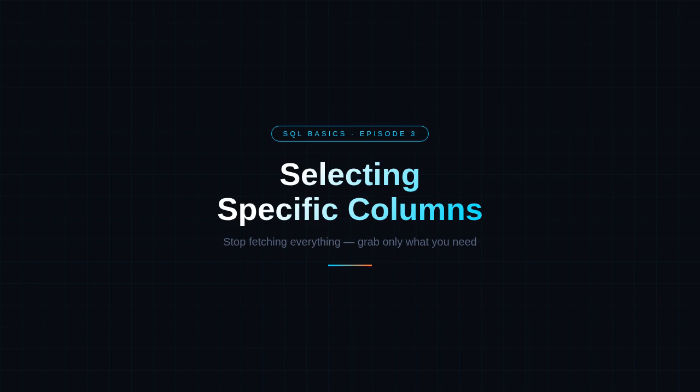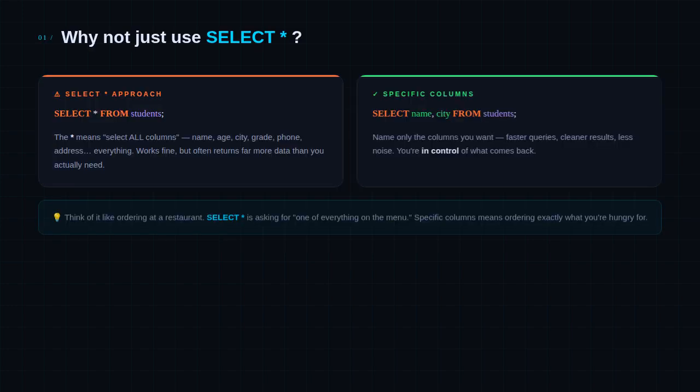In this lesson, we're going to learn how to select specific columns from a table, instead of fetching everything at once. When you run select star from students, the star means select all columns from the table. But sometimes, you don't need everything. Maybe you just want the name and city. Selecting specific columns gives you cleaner, faster results, and keeps you in control of your data.